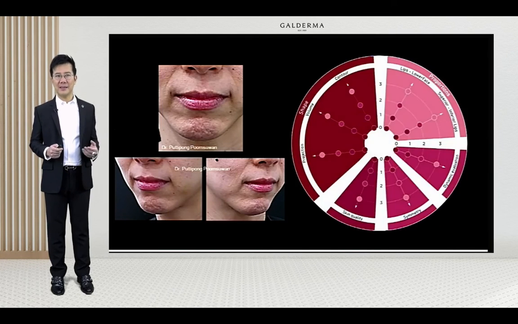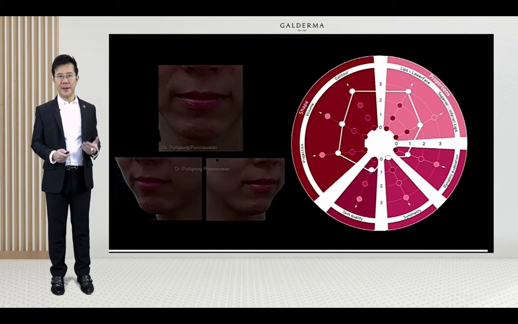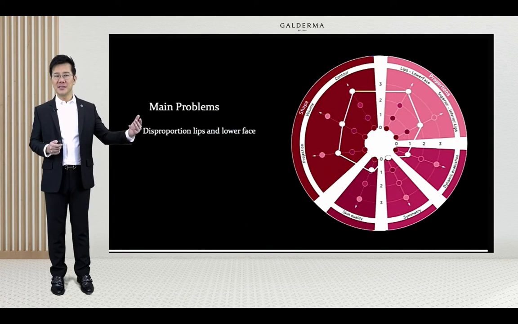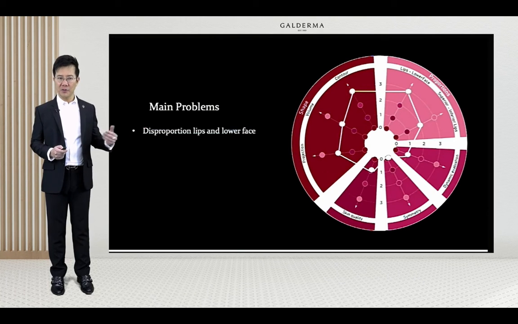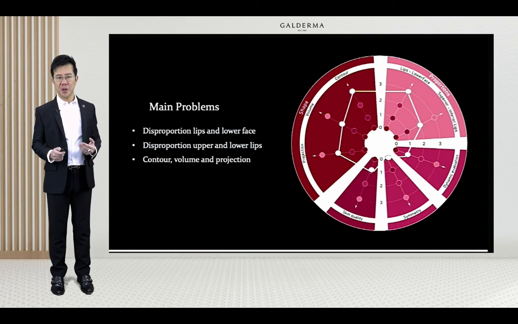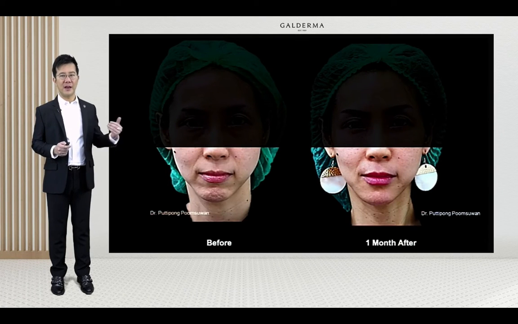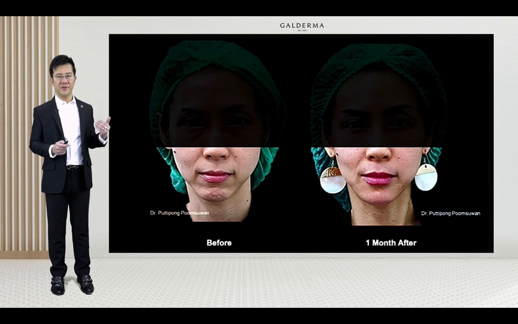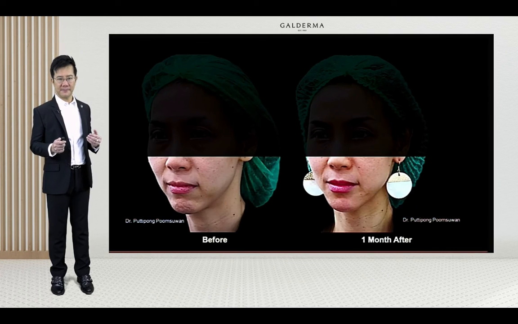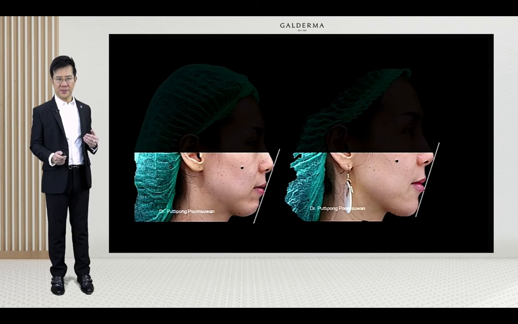So I apply the perioral assessment scale to identify her problem. Her main problems that we found are disproportion of lips and lower face, disproportion of upper and lower lips, contour, volume, and projection. And this is before and 1 month after with a very natural outcome. And on the profile view.